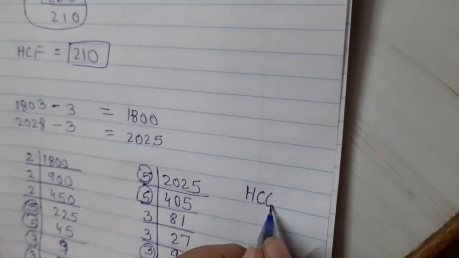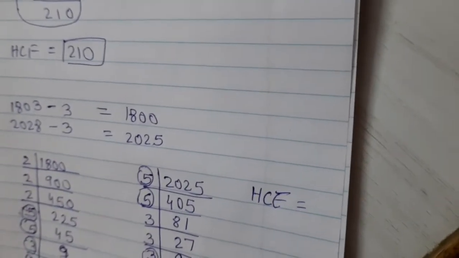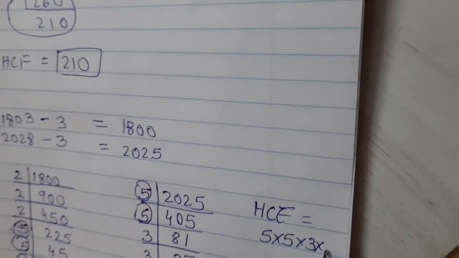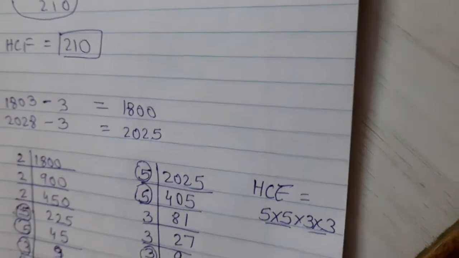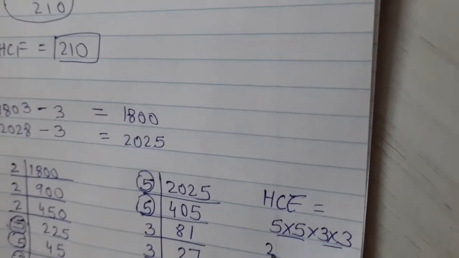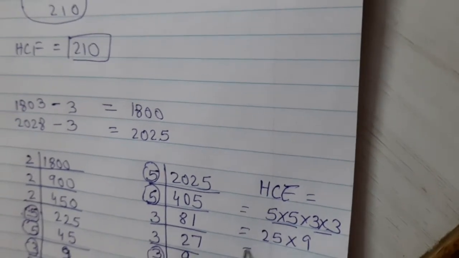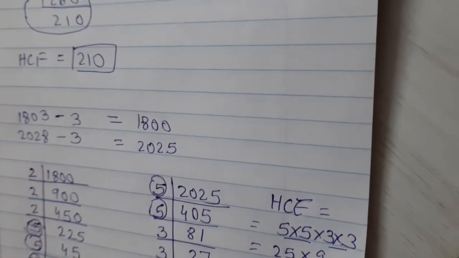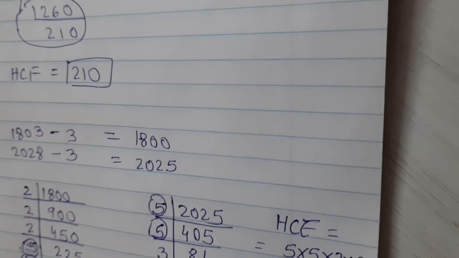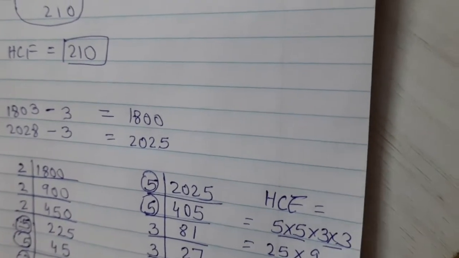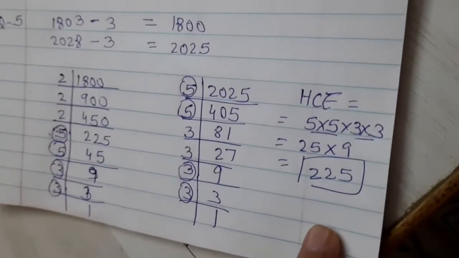So what is your HCF? HCF is equal to 5 into 5 and 3 into 3. So you will multiply this. So you will get 25 into 9. So your answer is 225. So the highest common factor is 225.